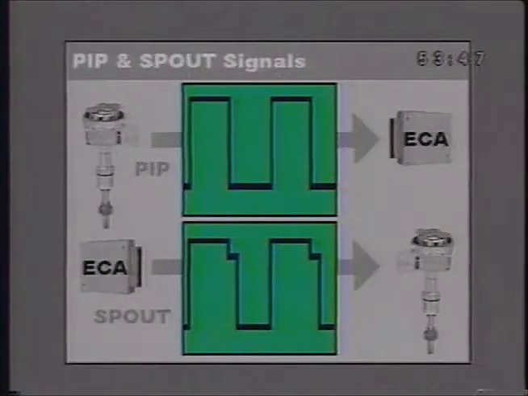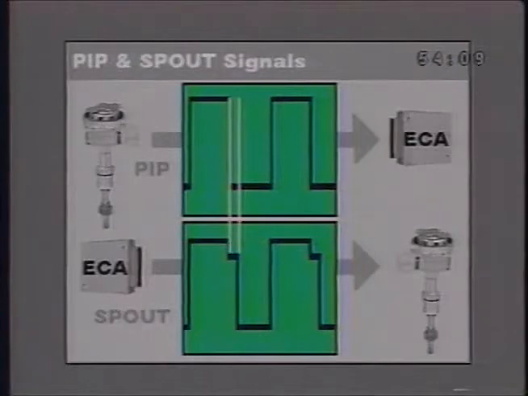The ECA uses the pip signal as a base timing signal and uses it to create the spout signal. The lower horizontal lines on the spout signal indicate ignition dwell. The ECA adjusts ignition dwell by adjusting the falling edge of the dwell pulse, changing when dwell begins. The wide space between the pip's falling edge and the spout's falling edge indicates a short dwell at idle.